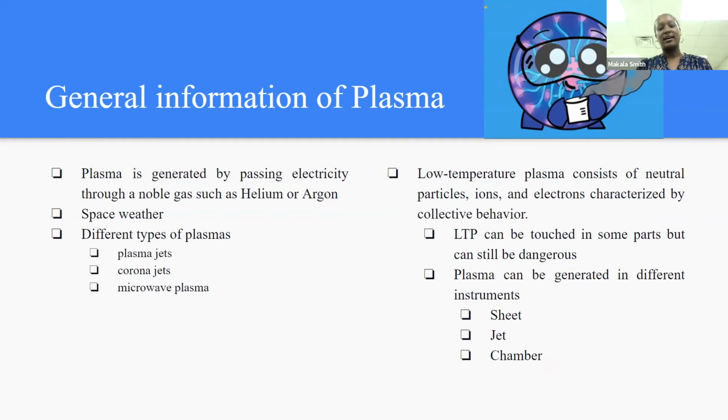With plasma comes low temperature plasma. So even though they're pretty much the same, there are quite a few differences. Temperature plasma consists of neutral particles, ions, and electrons characterized by a collective behavior. Unlike plasma, low temperature plasma can be touched in some parts, but can still be dangerous. Plasma can be generated in different instruments, such as a sheet, jet, or a chamber.